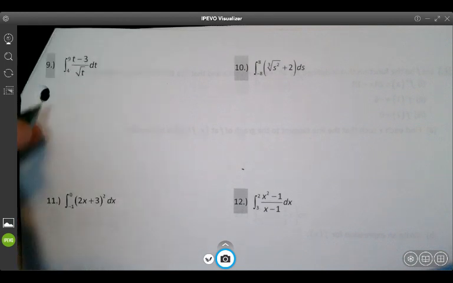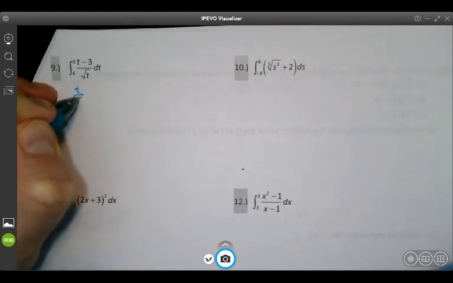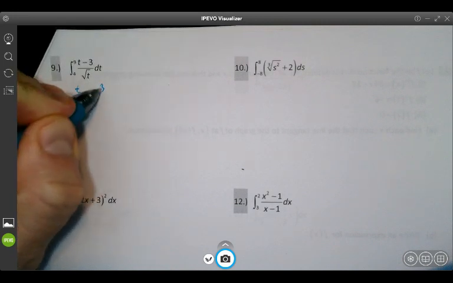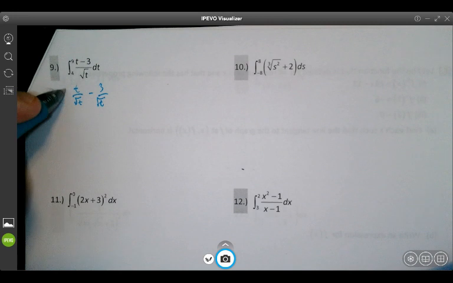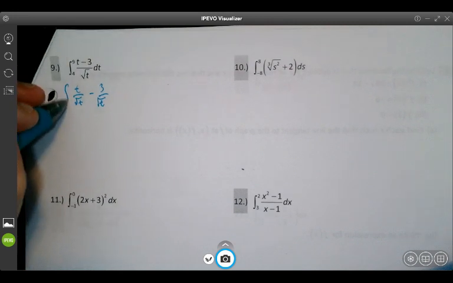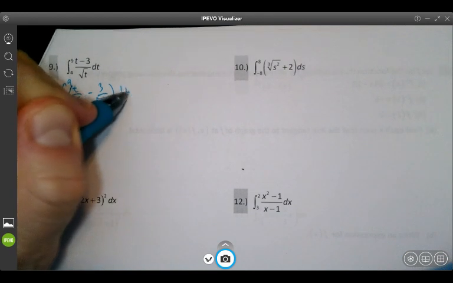We have to split this up into two separate fractions. So I get t over the square root of t, minus 3 over the square root of t, and then we're going to end up integrating them separately. So, the integral from 4 to 9, and then all of this with respect to t.